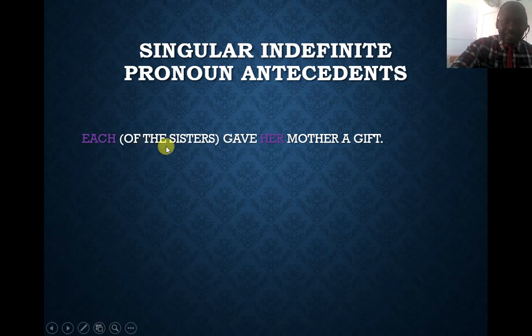Each of the sisters gave her mother a gift. Do not be misled by "of the sisters." "Of the sisters" is a prepositional phrase, and it is describing each. Do you get it? So your attention is on each. That's the subject. Individual of them. Individual of them gave her mother a gift.